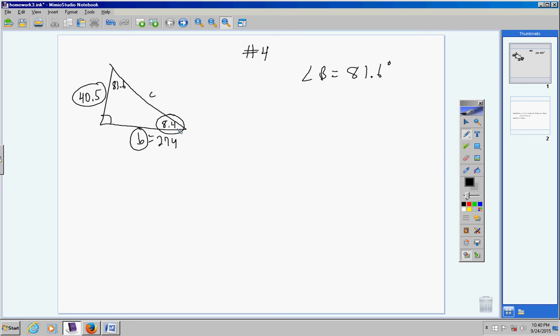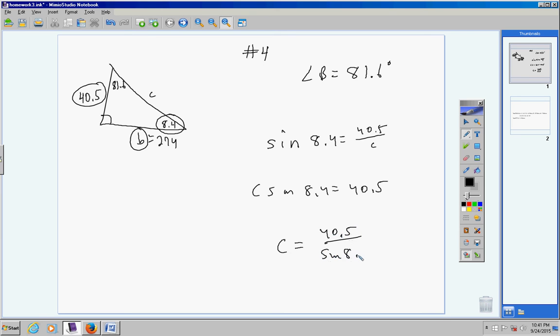And so I'm going to use the same angle again. I'm going to use opposite and hypotenuse. Opposite and hypotenuse. That's going to be sine. Now you could do this other ways using other trig functions, okay? Sine of 8.4 equals opposite over hypotenuse. Multiply both sides by C. So C sine of 8.4 equals 40.5. Now divide both sides by sine. So C equals 40.5 divided by sine of 8.4. So 40.5 divided by sine of 8.4 would give you 277. And that makes sense because your hypotenuse always has to be the longest side in a right triangle.